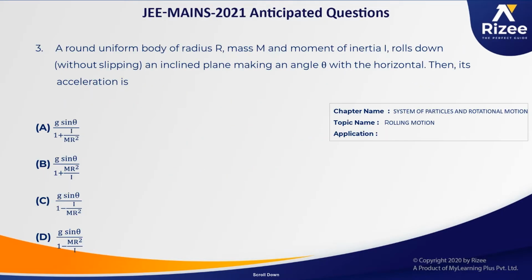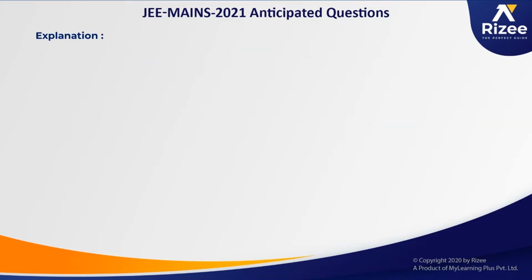Next one, coming to the third question. A round uniform body of radius r, mass m and moment of inertia I rolls down the inclined plane without slipping. This is the case of pure rolling under the rotatory motion, it comes under the pure rolling conditions. Generally this we will be taking as a direct formula for the acceleration down the inclined plane. So we can derive this particular thing, it's a direct formula actually. Generally in a lot of applications you might have derived it.